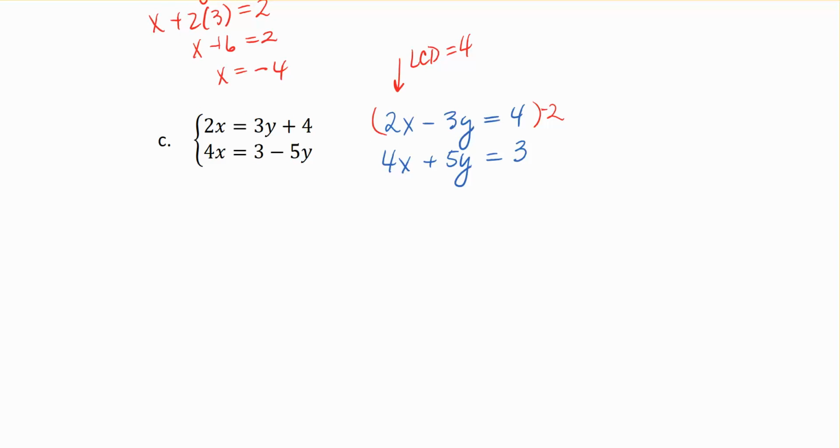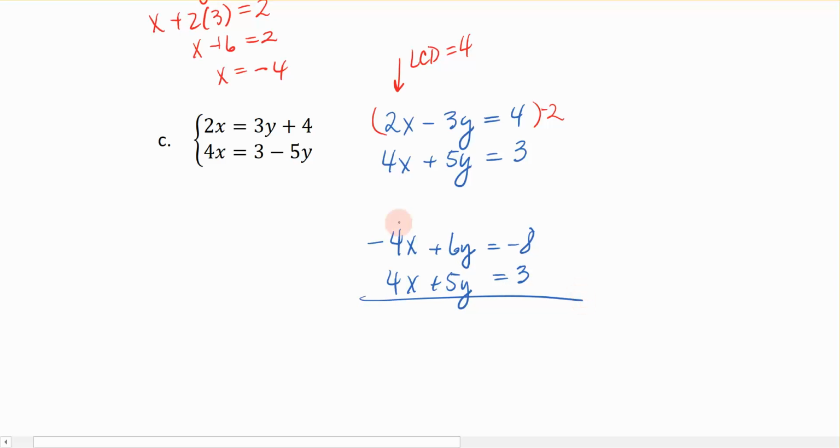Going back to the top equation, I'm going to multiply this top equation by negative 2. So that gives me negative 4x plus 6y is equal to negative 8. And the second equation is 4x plus 5y is equal to 3. Those are the equations I'm going to add together. You can see the x's are eliminated and the y's become 11y is equal to negative 5. So I'm going to divide both sides by 11, and I get negative 5/11.